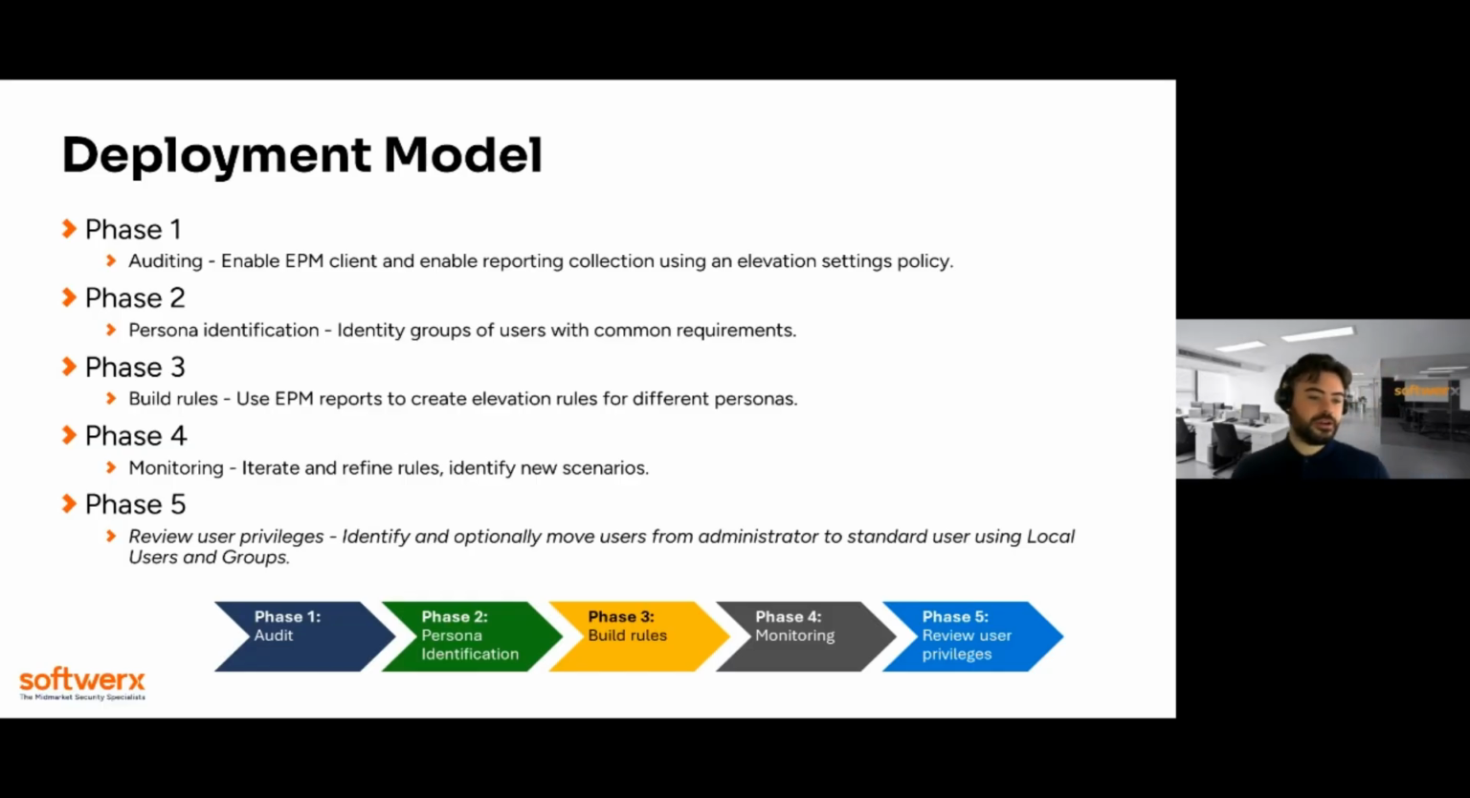So you can see phase one is auditing. So you can enable the EPM client and enable reporting collection using the elevation settings policy. So what you can do is push out that elevation settings policy and let a subset of users request elevation. It will be denied, but at least it gives you an insight into what applications your users in your business actually would like to elevate. And at that point, it gives you the opportunity to say, okay, we've got a list of applications here. Can we break that down into personas, which is your phase two?